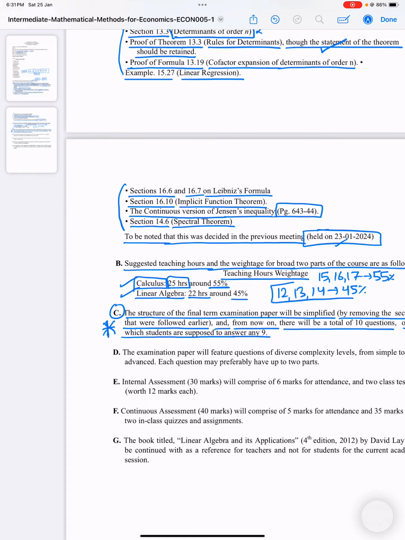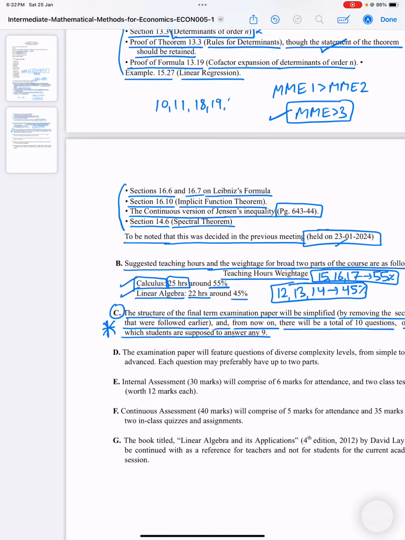And this time, MME2 is comparatively easier than MME1, and similarly the difficulty level is like this: MME1, MME2, and MME3 is being recently introduced only, but the difficulty level of this is comparatively low. So you will study the remaining chapters, chapters 10, 11, 18, 19, 20 and 21, 22 in the next semester.